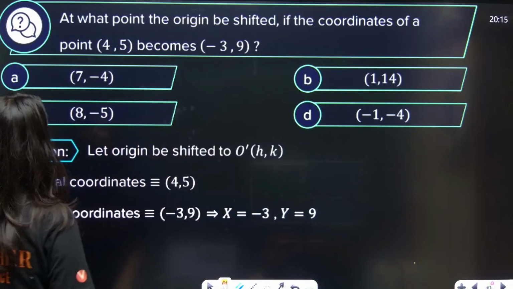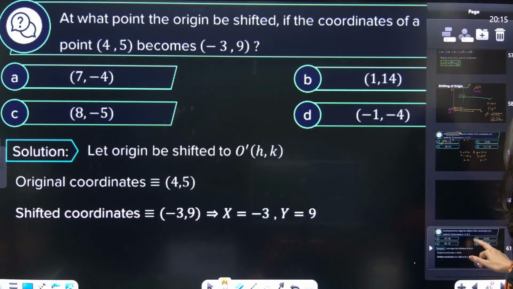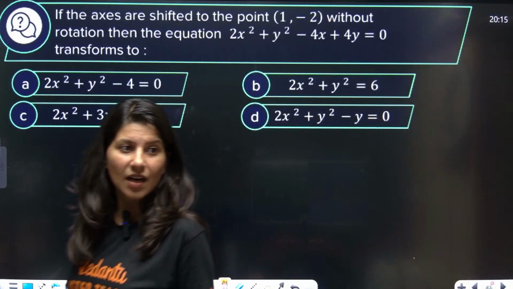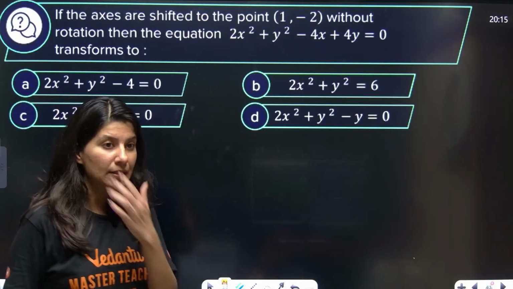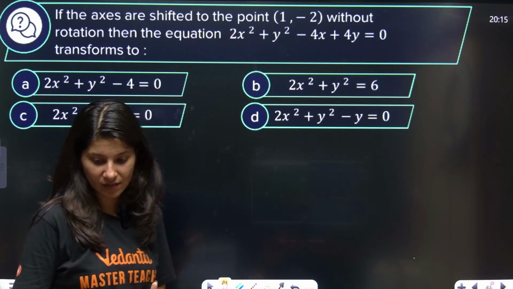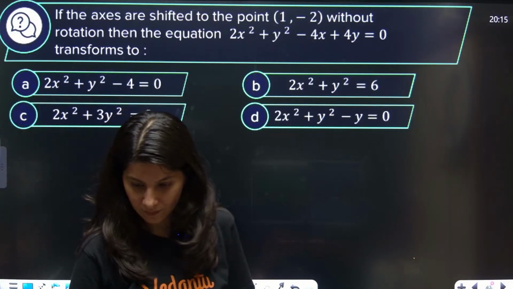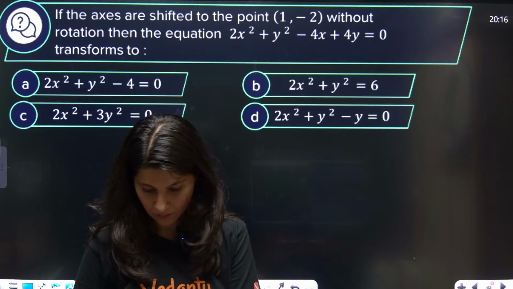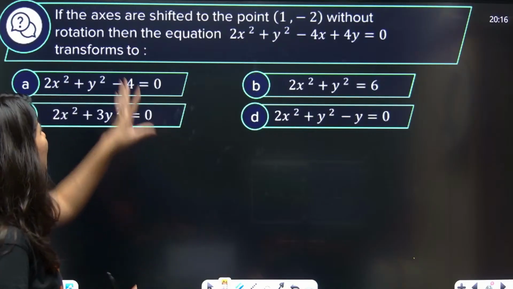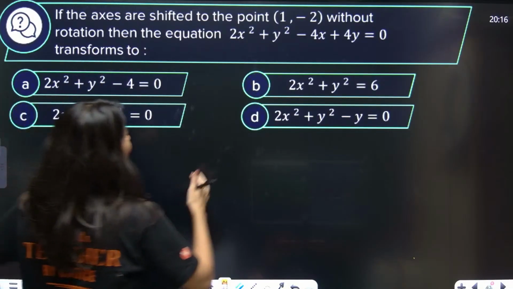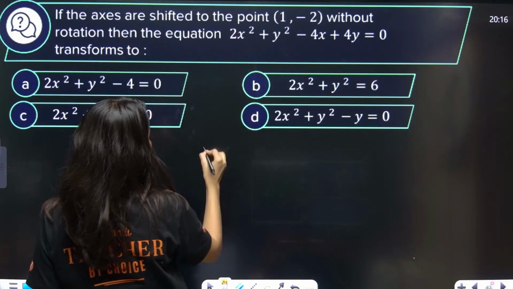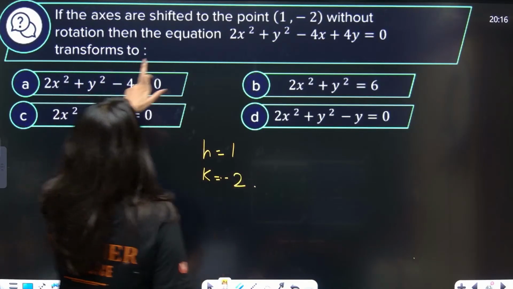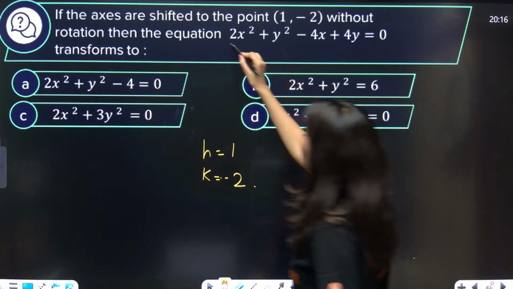Okay. So, sorry, not this. This one. If the axes are shifted to the point 1 comma minus 2 without rotation. Without rotation, that means normal shifting of origin. So if the axes are shifted, h is equal to 1 and k is equal to minus 2. Then the equation, so this is the old equation, right?